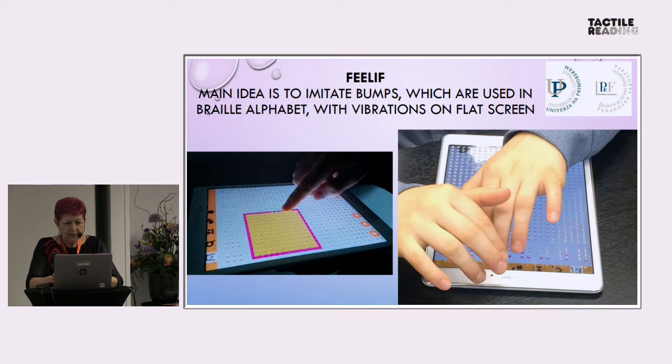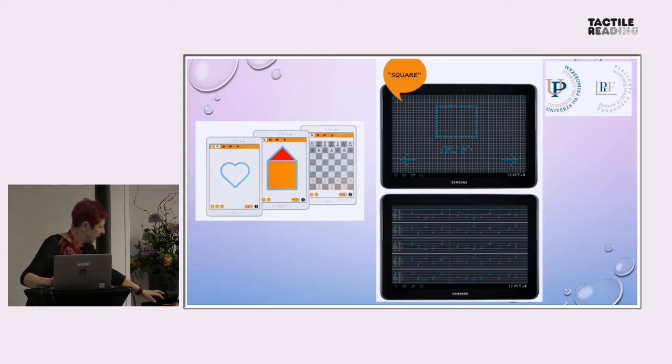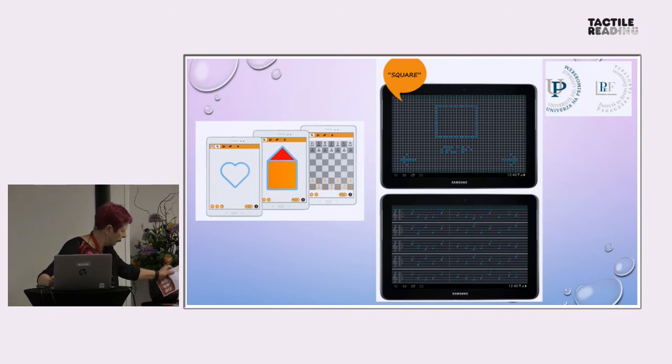The main idea of Philif is to imitate the bumps used in the braille alphabet with vibration on a flat screen. That means we can make this experiment, and the computer will count how many times somebody touches one part. I have something about Philif with me here, if you would like to know more, you can take it. So this is also Philif. You can draw, you can read, you can hear, and so on.